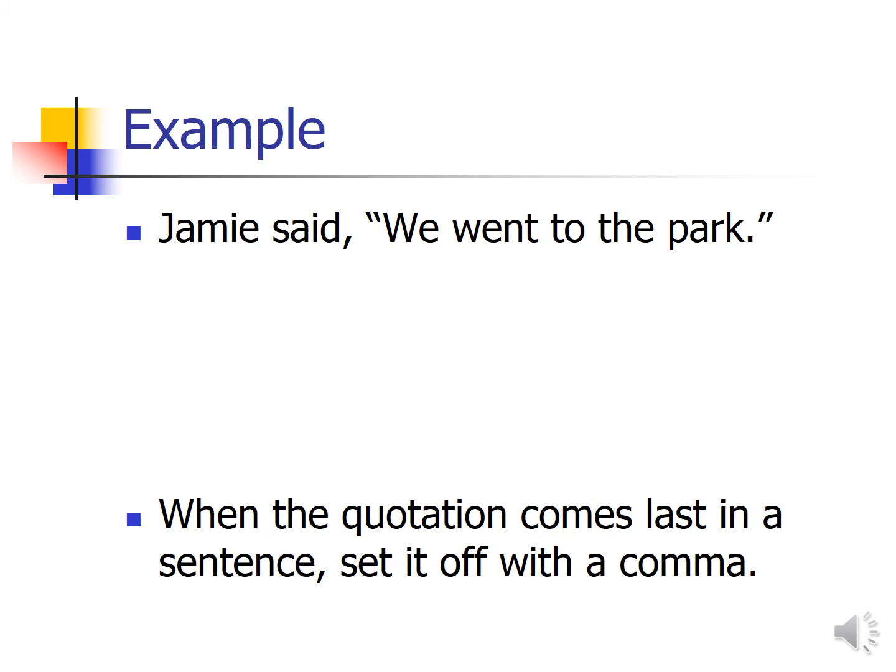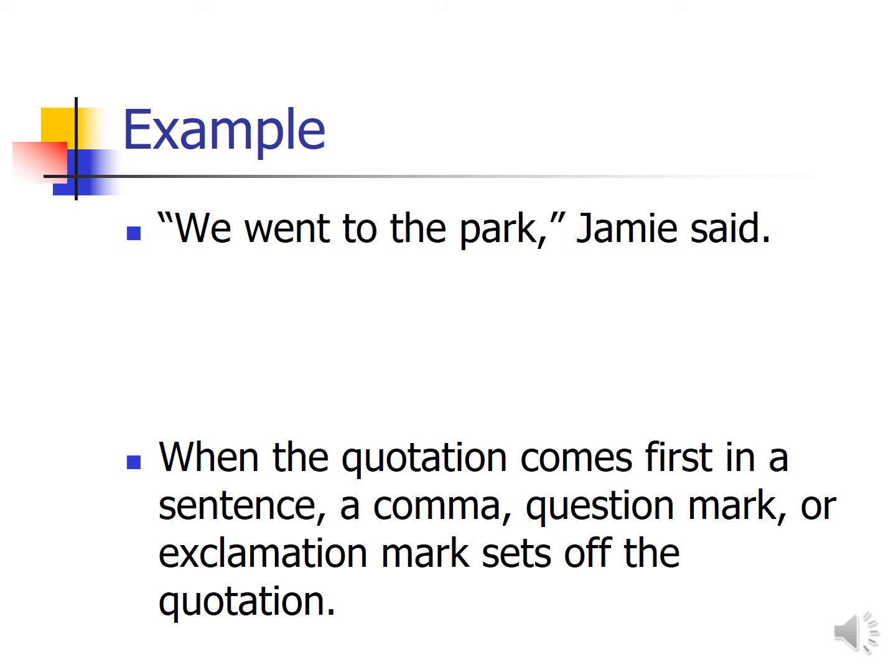Here's another example. Jamie said, "We went to the park." So the exact words here are, "We went to the park." How did we know that? Because it is enclosed with quotation marks. And right before the direct quotation, there is a comma. So always remember that right before you write what someone says, you need to place a comma. It's a rule. And it is also because you are pausing before you tell what the person says.